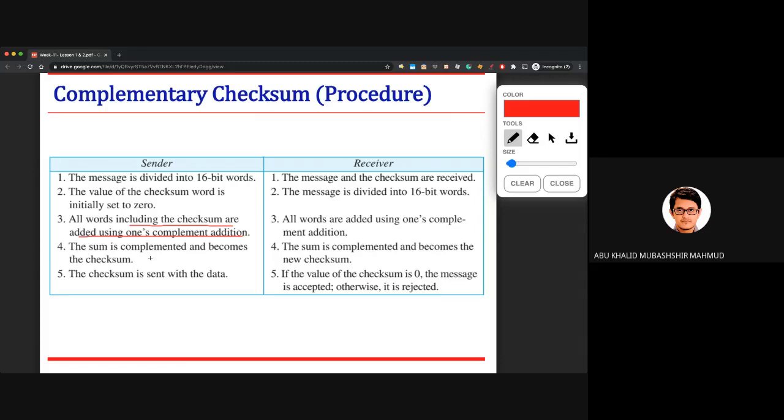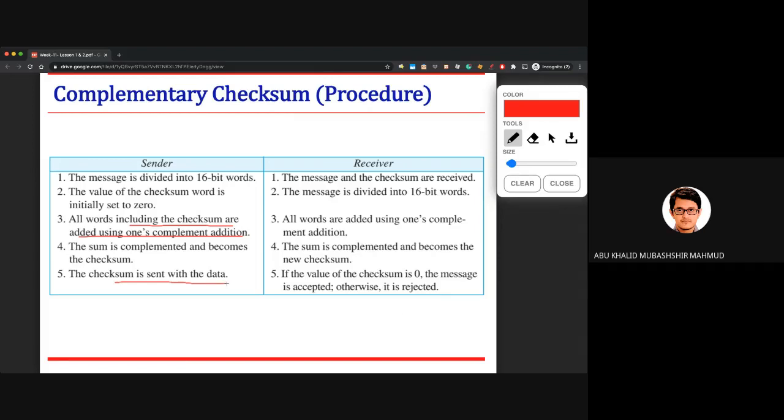So if you don't remember correctly what one's complement is, take a look in Google. I'm not going to review it at this moment. The sum is complemented and becomes the checksum. The checksum is sent with the data.